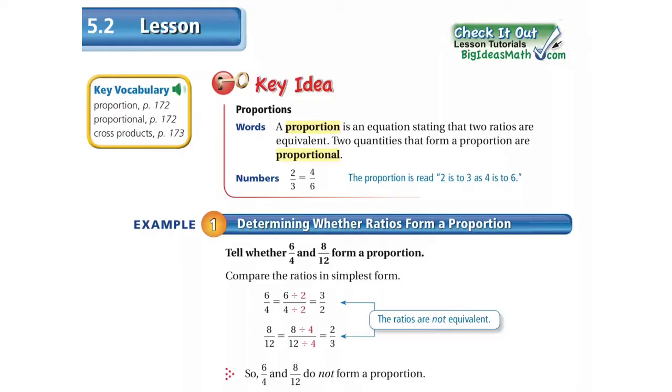Well, you can compare the ratios in simplest form. So we simplify 6/4 to 3/2, and we simplify 8/12 to 2/3. We know that 3/2 and 2/3 are not equal, so this does not form a proportion. So the first way they give us is to simplify both ratios and see if in their simplified form they are equal.